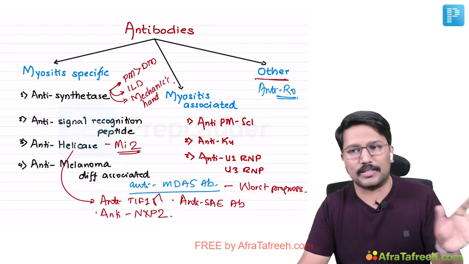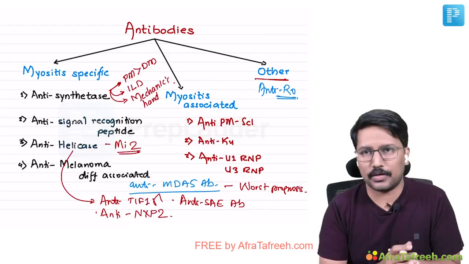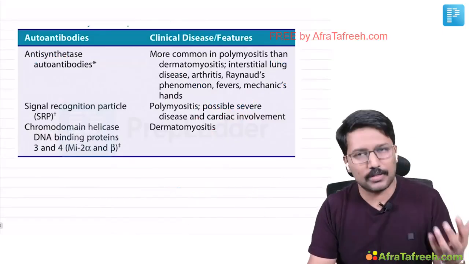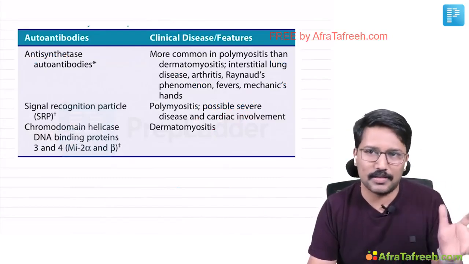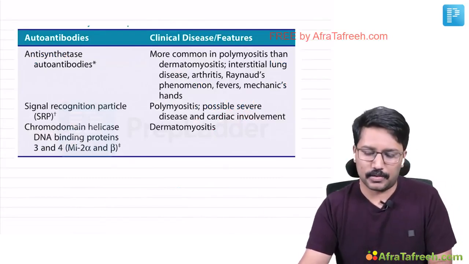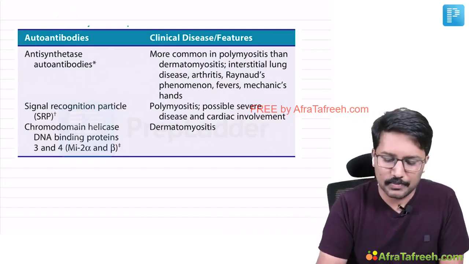Okay, so that is about the antibody profile. I think whatever points we have covered are very, very important from the MCQ perspective. Both if you're trying for INI-SS, the RUMAT, as well as if you're trying for the NEET PG, the NEET SS, this is going to be very, very important. Okay, this is a table from Kelley's which again summarizes whatever we have discussed.